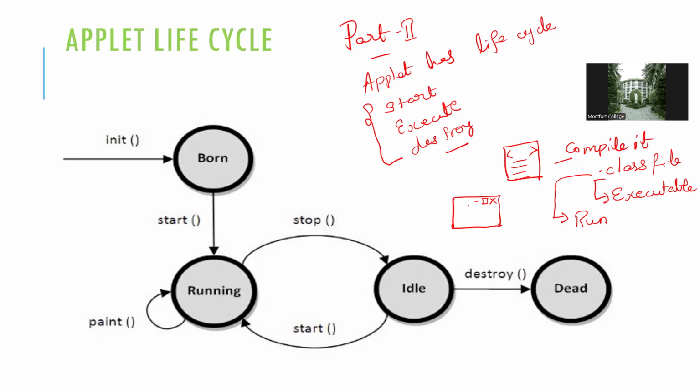So when we run the code, which function will be called first? The function called first is the init function. What is the expansion for init? Initialization. So the applet will be initialized, and once the applet is initialized, we will get this window here.